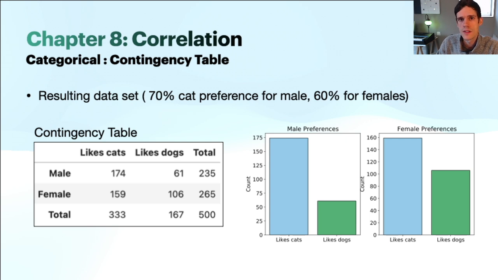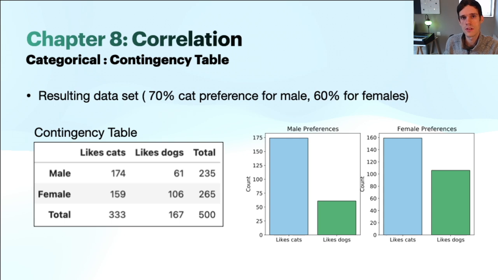Now, in this specific example, we generated our dataset in such a way that 70% of men preferred cats over dogs and only 60% of women preferred cats over dogs. And because these preferences are slightly different, we expect there to be a slight correlation between pet preference and gender. Or in other words, this small correlation means that if we have the information about whether a person is a man or a woman, we also have some information about their pet preference.